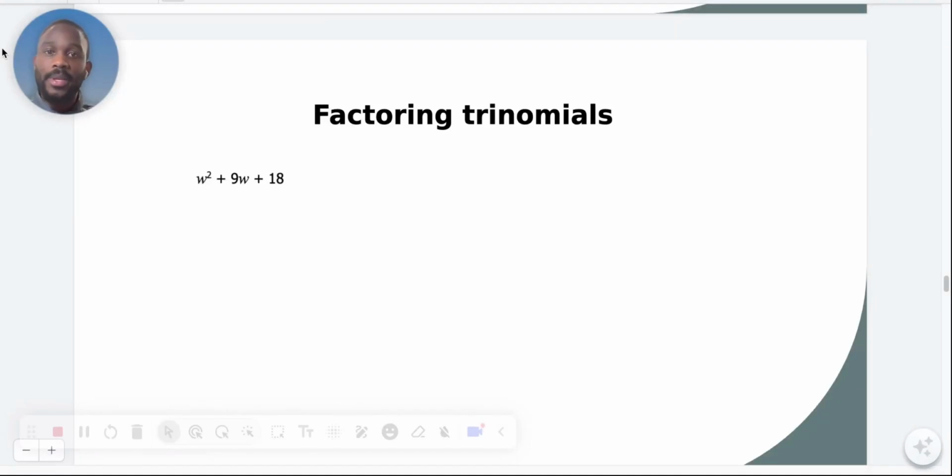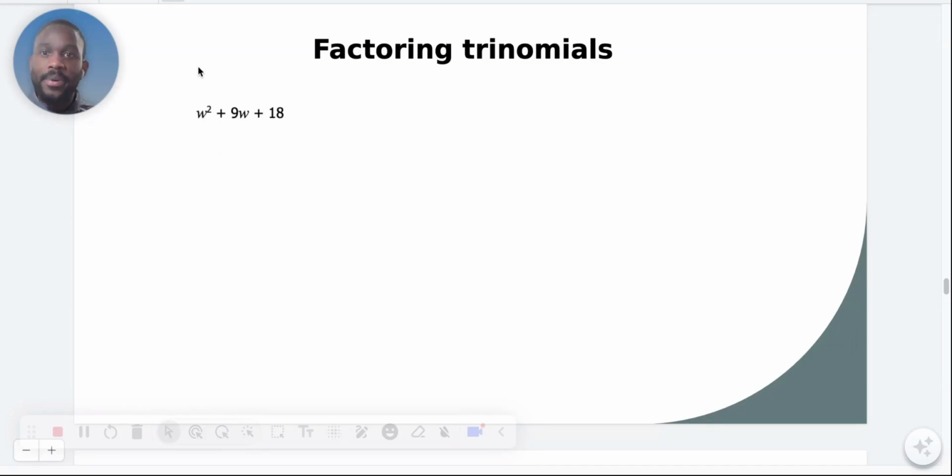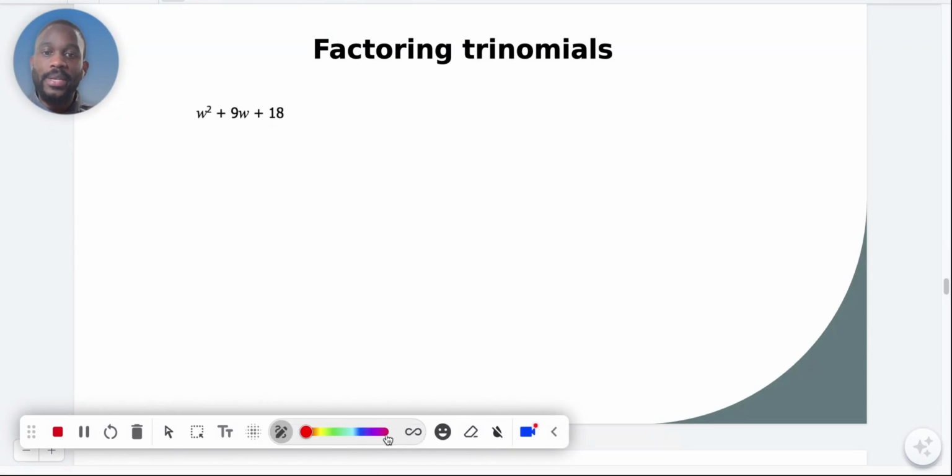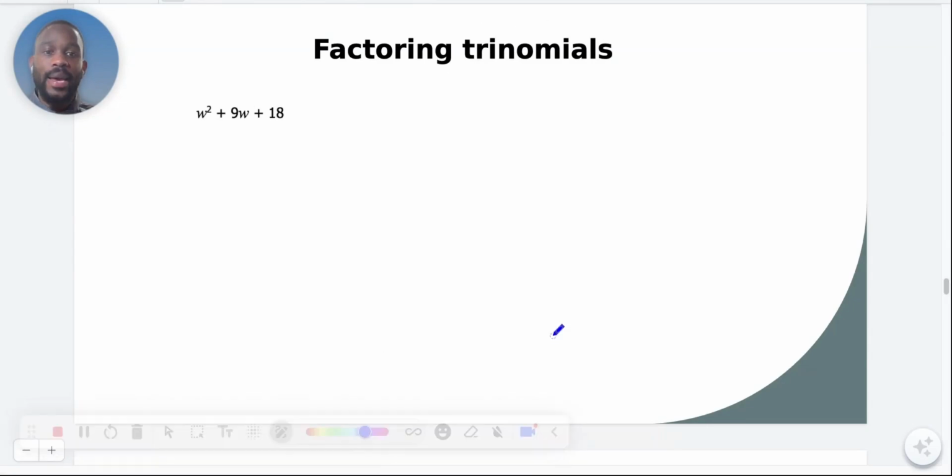Hi guys, welcome to this video where we're going to be looking at factoring trinomials. Trinomials are just polynomials with three terms. The first thing we're going to do every time they tell you to factor a trinomial is look at the ordering of the terms. The exponents have to be in descending order. What I mean by that is the highest power first, followed by the next, and then lastly, a constant.